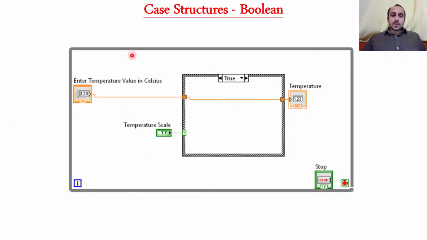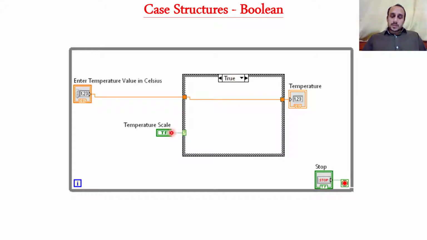Okay, so now look at this one. First of all, we need to understand what this is. Is it a block diagram or front panel? This is a block diagram. In this block diagram, we have a while loop and a stop button connected with this while loop. And this is a case structure. This is the case structure border. This is the case selector. This is the condition terminal.